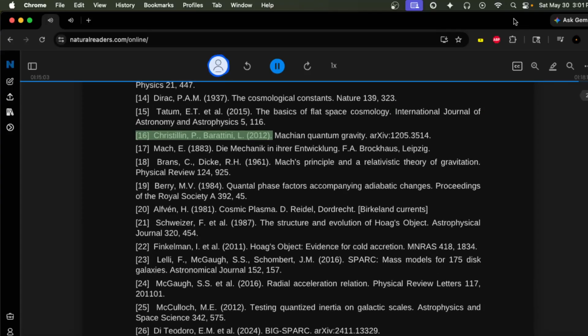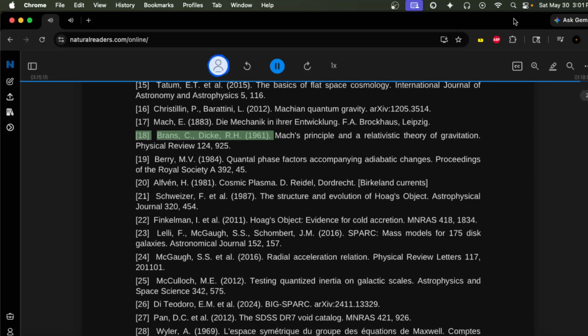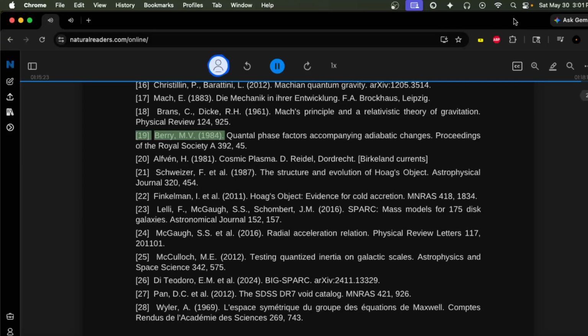Cristillon, P., Berrettini, L. Machian Quantum Gravity. Archive 1205.3514. Mach, E. Die Mechanik in ihrer Entwicklung. F.A. Brockhaus, Leipzig. Brands, C., Dicke, R.H. Mach's Principle and a Relativistic Theory of Gravitation. Physical Review 124, 925. Berry, M.V. Quantal phase factors accompanying adiabatic changes. Proceedings of the Royal Society A392, 45.